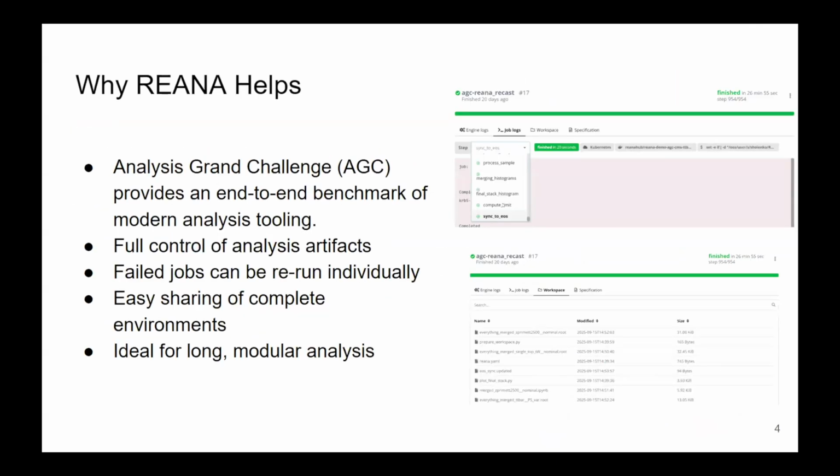Why does REANA help in daily work? REANA gives us full artifact management. All outputs, logs, and configuration files are saved. It also allows selective rerun: if we have 100 files run and 5 of them fail, we rerun only those files, and that saves time and resources. And it's also ideal for long modular analyses.